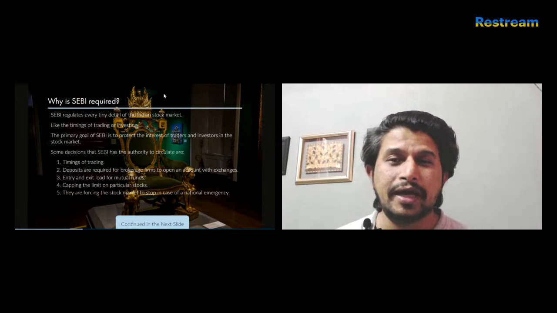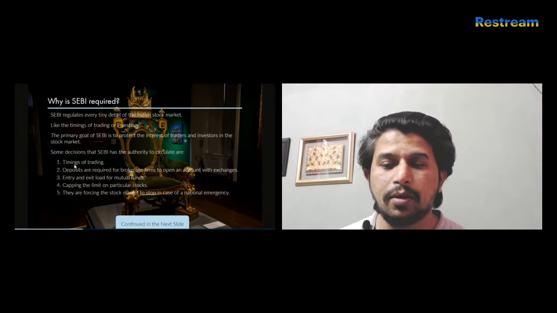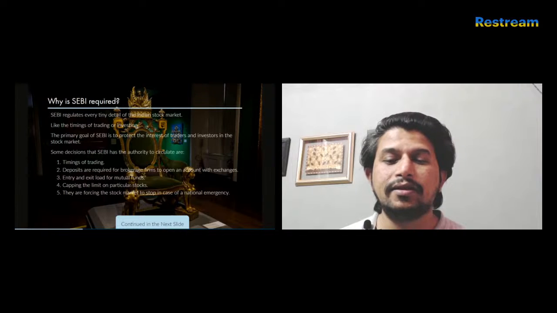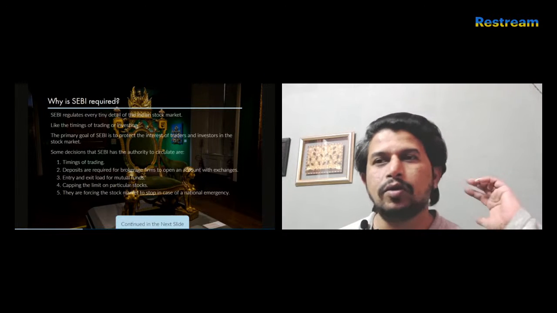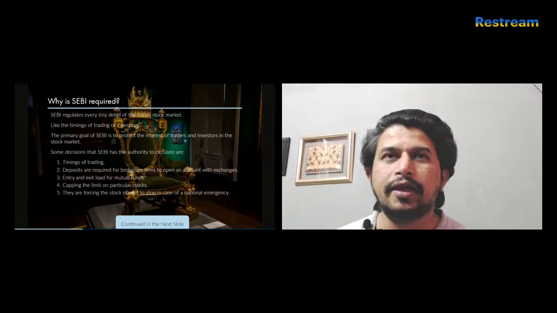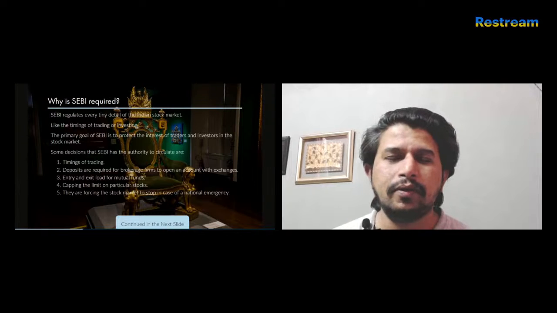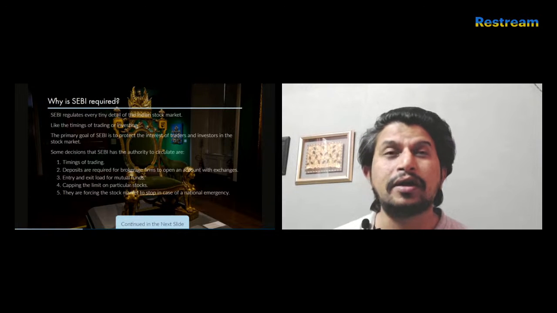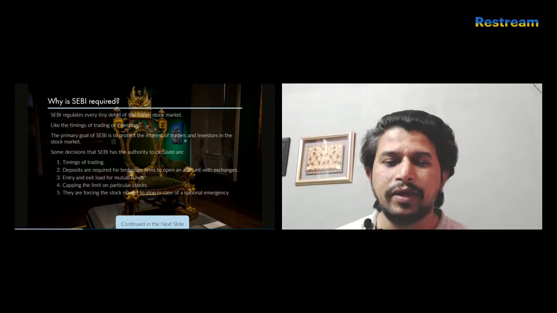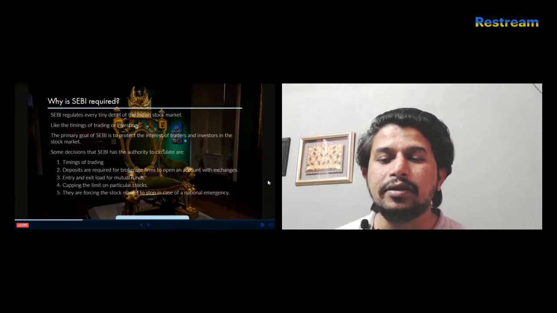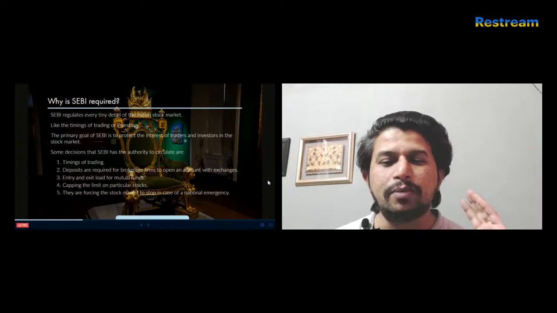And capping the limit, as I already mentioned, for example with Quess Corp. They can also force the stock market to stop in case of a national emergency, like a huge terrorist attack, such as when 26/11 happened. I really don't want to mention what happened on that. Anyway, 26/11 or 9/11 incidents or something like that. If something like that happens, then SEBI will force the markets to stop.